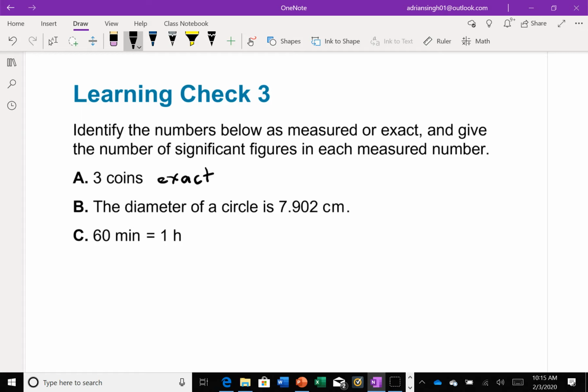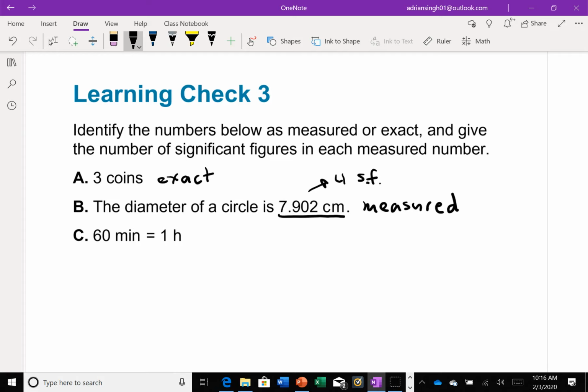We have a circle. The diameter is 7.902 centimeters. We can measure the diameter, all right? And based on our measuring device, we can estimate, in this case, to the thousandth place. So how many sig figs are in this? 4 sig figs, right? The non-zero digits are significant. The 0 here is trapped or sandwiched, so that makes it significant. So we have 4 sig figs.